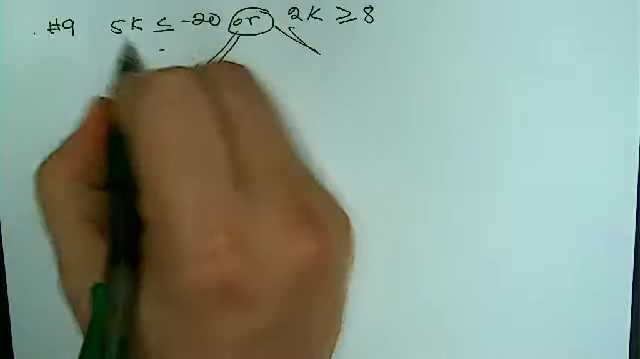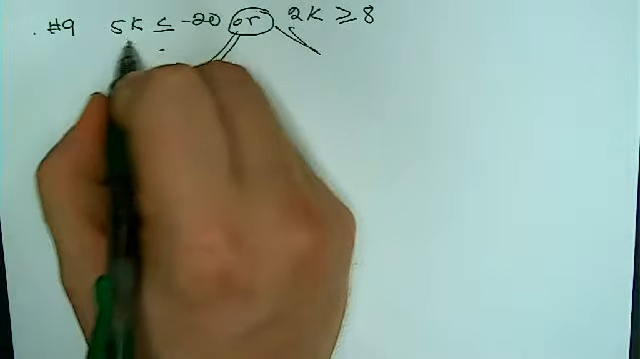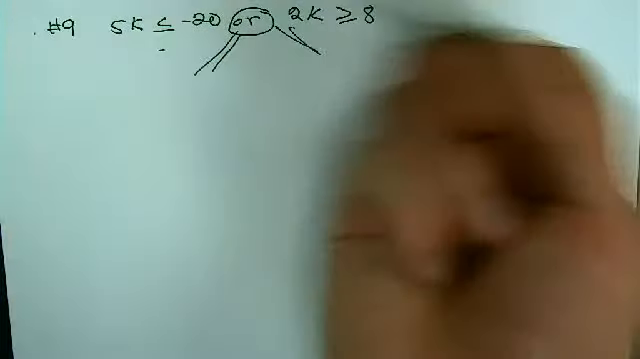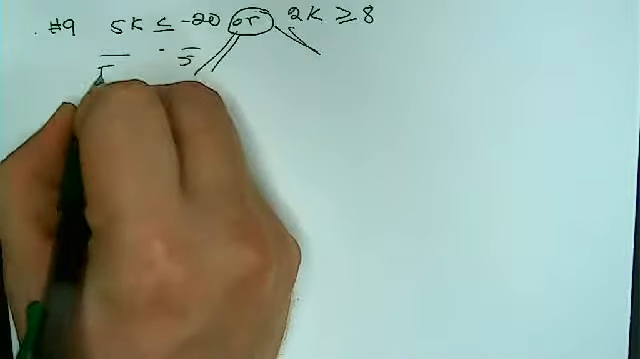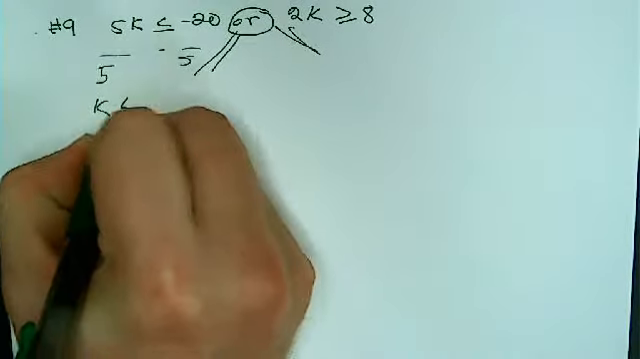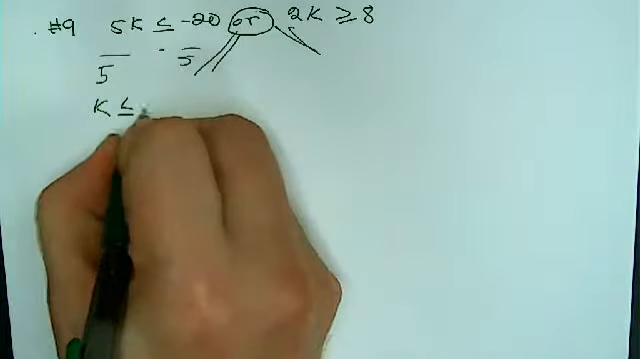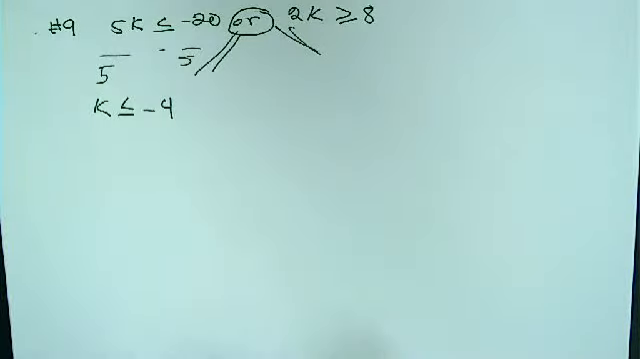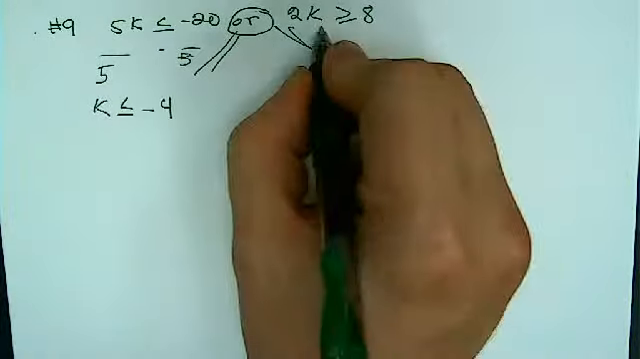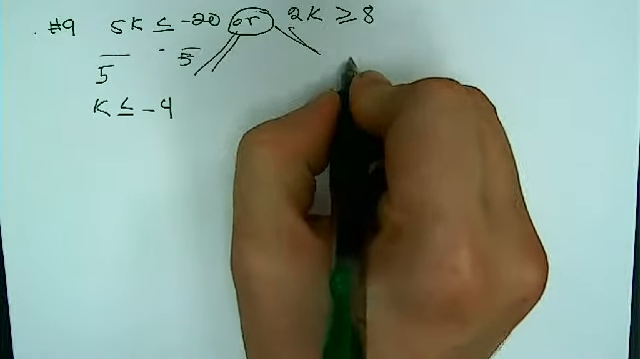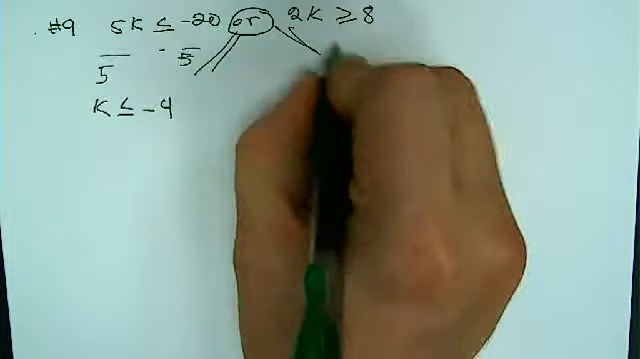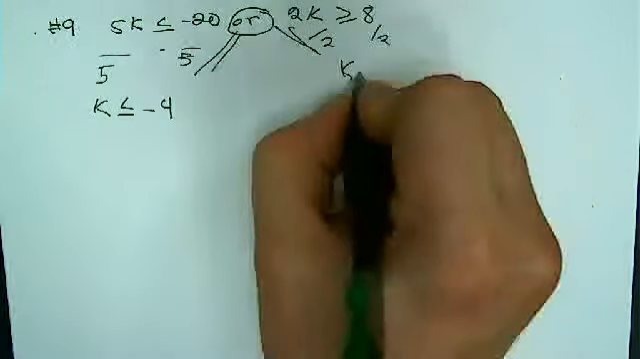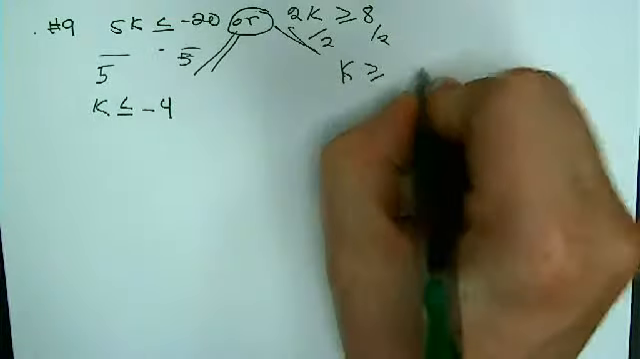So, this guy over here, what do I do to get the k by itself? Divide by 5. So divide each side by 5, and that leaves me k is less than or equal to negative 4. And on this one, to get the k by itself, divide by 2. So that's divide each side by 2. That gives me k greater than or equal to 4.